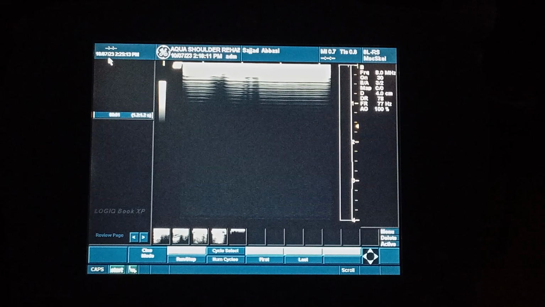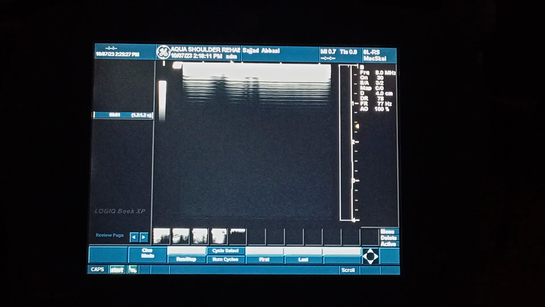This is basically the time and date that you can see. This is the logo of the machine or the manufacturer, and this is the clinic name, Aqua Shoulder Rehab, and similarly you can also see the time, and ADM stands for admin, meaning the person who's using this machine right now is using it as an administrator. This is the patient name that is saved from the previous scan. So let's move to the next setting.